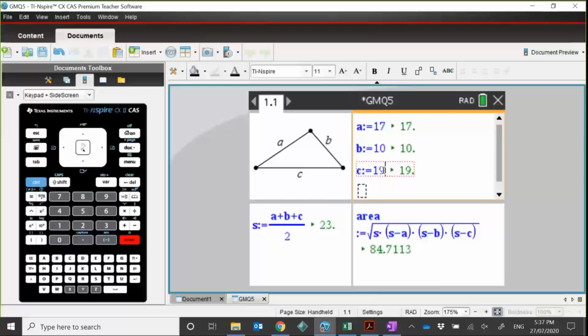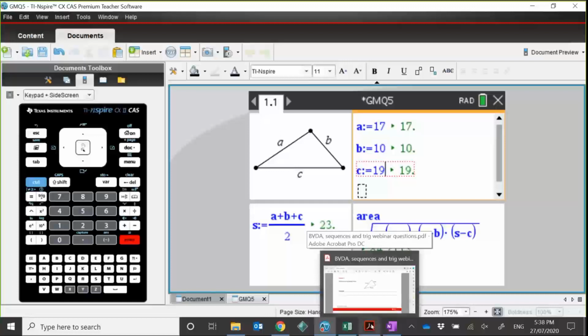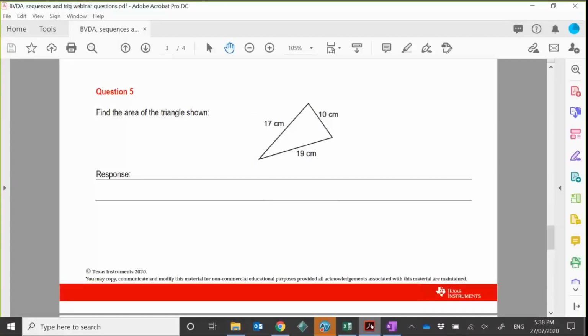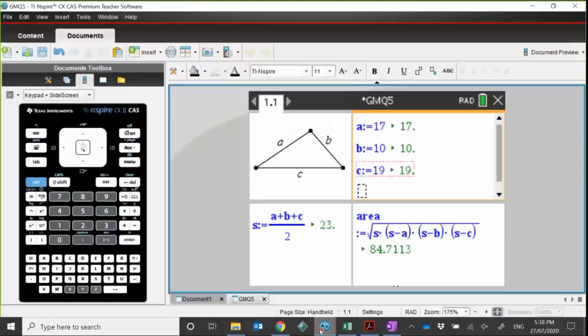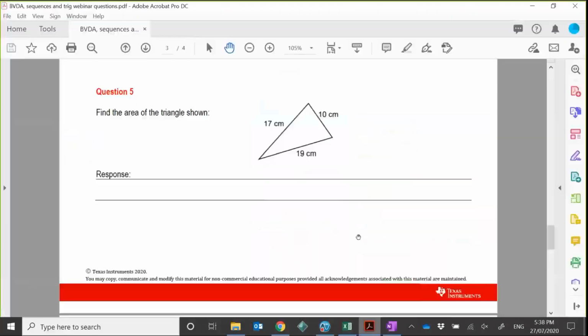Everything is done automatically for you. It calculates the semi-perimeter. It has added all of the values up. Divided by 2, you get 23. It has then used Heron's formula to calculate the area for you, and we got 84.7. So it's as easy as that. That file is there. Download it, save it to your calculator. It is there for you to use whenever you like. Find the area, 84.7 units squared, centimetres squared. Done. Question 6.